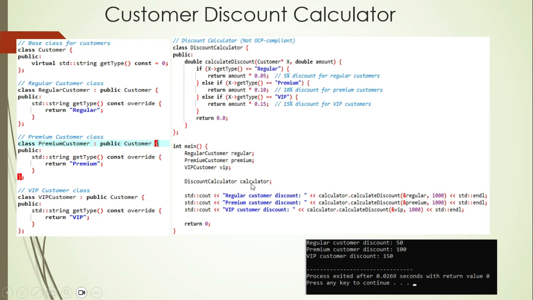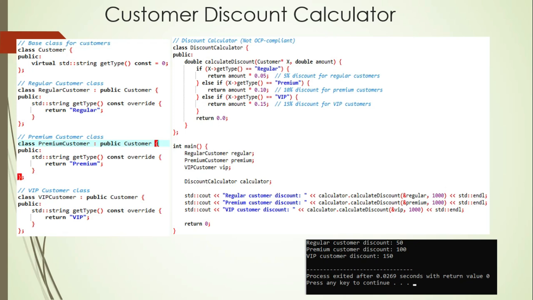We have a calculator instance. So the same logic is implemented here, but rather than taking separate derived inherited classes, we have implemented this logic inside the calculate discount class here. Okay, so the working is the same here, but what is the problem? It is open for modification, not closed for modification.